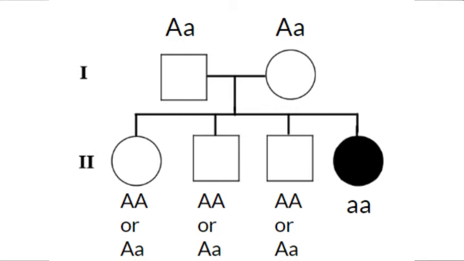Every time you're asked to look at a pedigree and determine if it's dominant or recessive, you should be looking for two parents who have the same trait as each other but have a child with a different trait, because whatever trait that child has is the recessive trait.